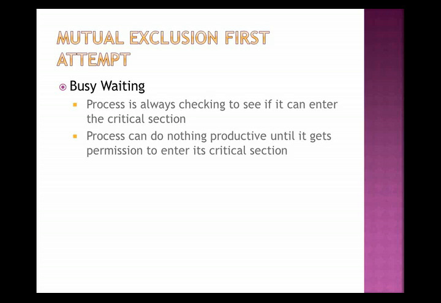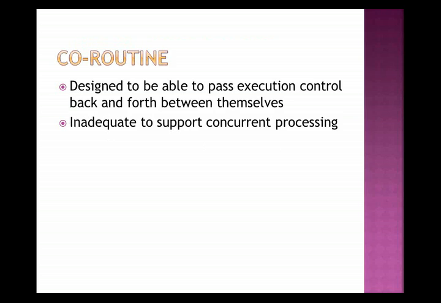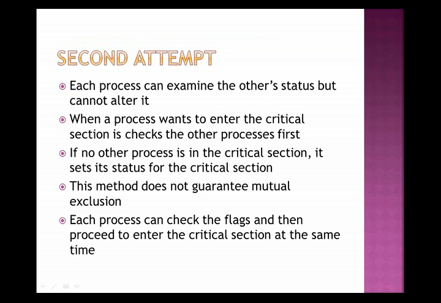That is the mutual exclusion first attempt, which is busy waiting. Then we discussed coroutines. We also discussed the second attempt, that is, how we can achieve the second attempt. Each process can examine the other's status but cannot alter it. That is, if there are 4 processes, then every process has the ability to examine the status of the others but cannot alter it, only see the status of the other one.